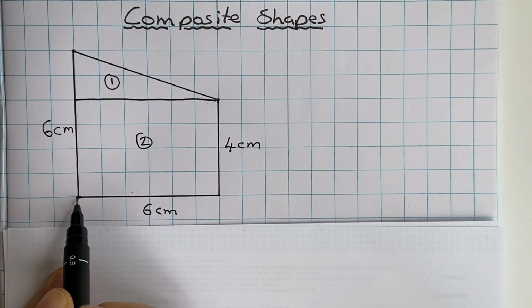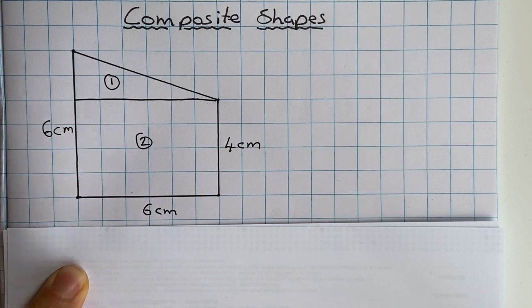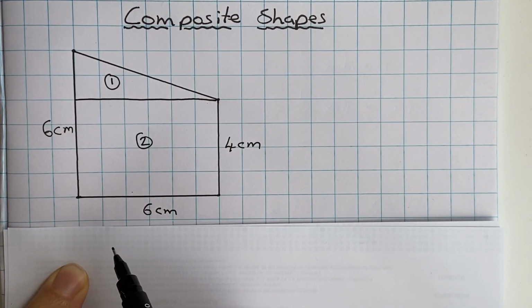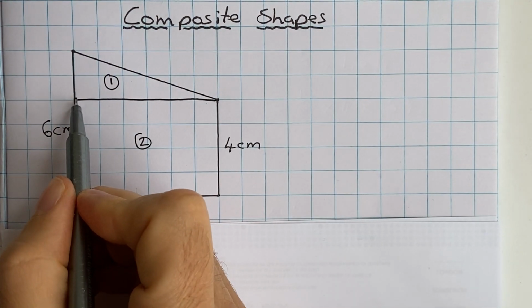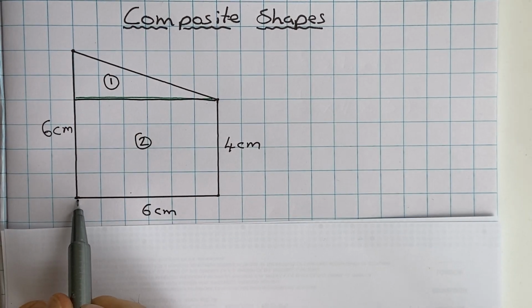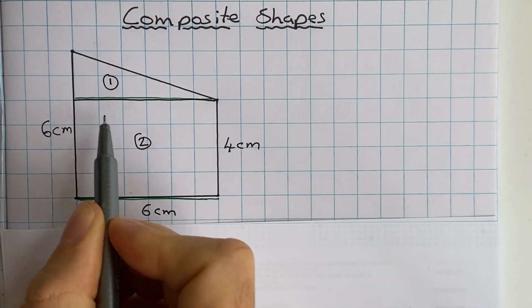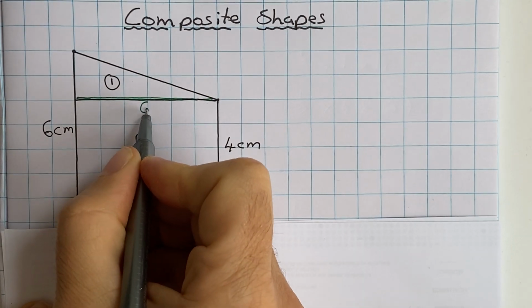We can see it's got a length of 6 and a width of 4. So we can work out the area of that quite easily. The triangle, a little bit more thinking about it, but if we look at the base of the triangle, it is this length along here. And if this length here is 6, then this length here is 6. So the base of the triangle is also going to be 6.